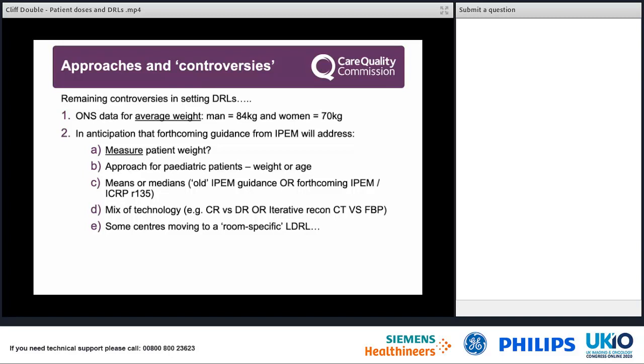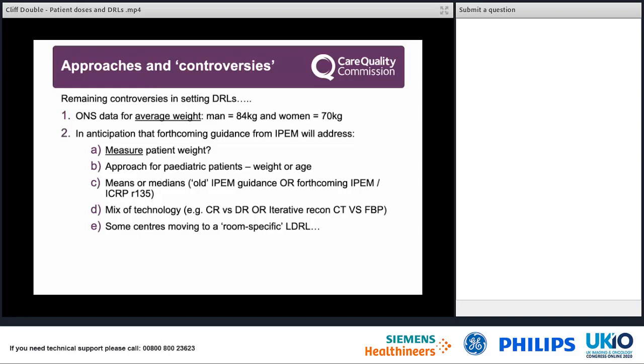One of the controversies is how we establish DRLs when weight is very important for patients. ONS data for average weight of men and women describe the weights as 84 and 70 kilograms respectively. The regulations themselves talk about groups of standard-sized individuals. Well, there's a 14-kilogram difference there. I'm really hoping that the National DRL Working Party will help to give us some advice on how to square that circle.